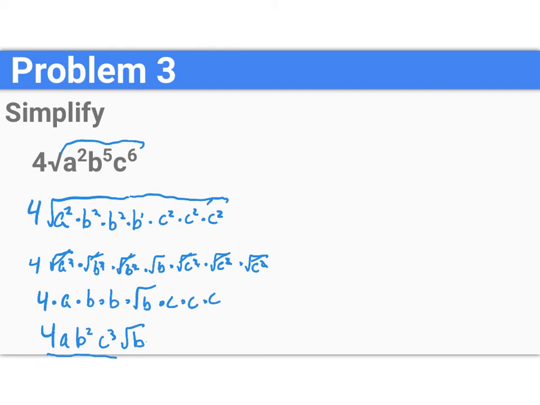So now, see how I put the answer in alphabetical order. A first, B second, C third. Even though these are higher exponents, it goes A, B, C first. Then you worry about your exponents. Now, you might have thought to put the root b next to the b, but anything under the square root goes at the end. So this is the proper way to write radicals.